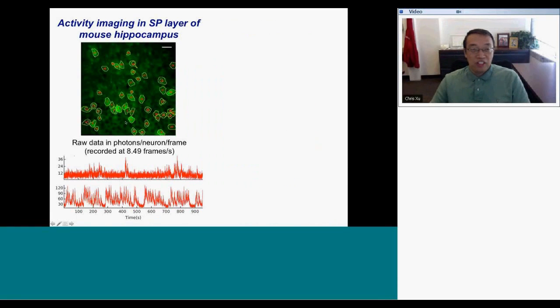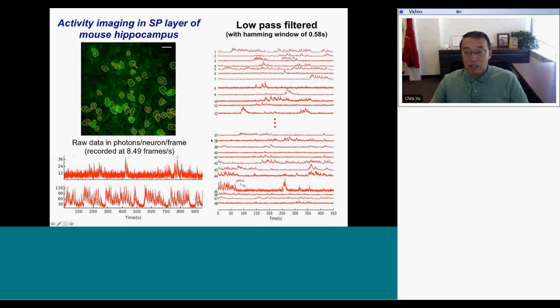We can also quantify this activity in the HASP layer by drawing, again, fluorescence as a function of time. Again, showing here the raw data in photons per neuron per frame. And you can see on the top, this is the dimmest neuron. In the bottom is one of the brightest neurons, so the photon count's about a factor of 3 to 4 difference. In any case, we can record very nice activities with very good signal-to-noise ratio from these neurons.